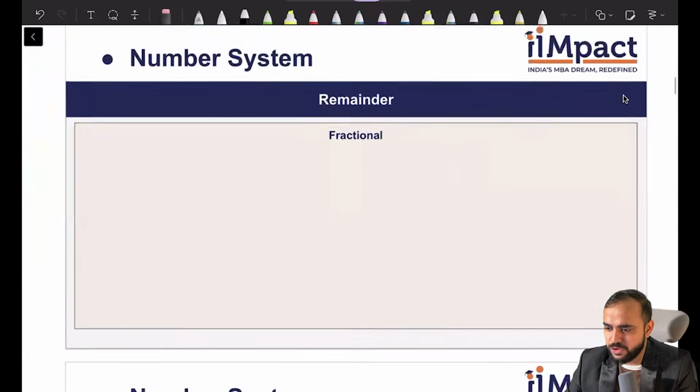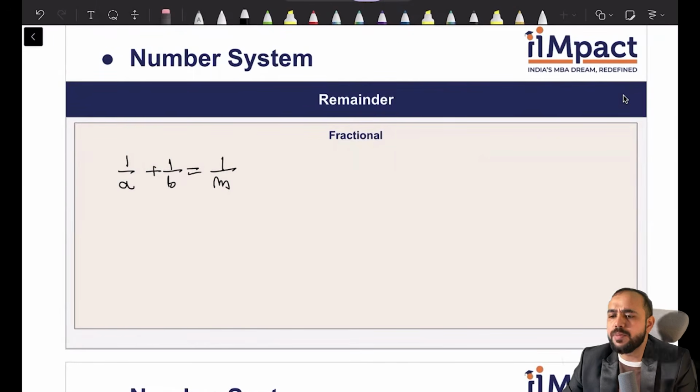Let's look at one more situation. What about the fractional situation? Now, this is something which I don't think anyone teaches. What if I give you a statement like this? 1 by A plus 1 by B is equal to 1 by M, where A and B are natural numbers, M is also a natural number. How many possible values of A and B can you find?